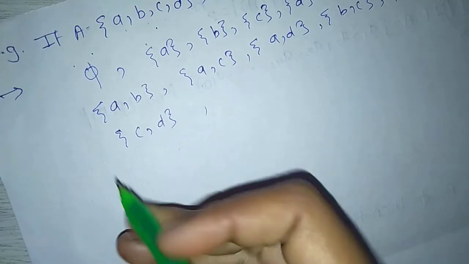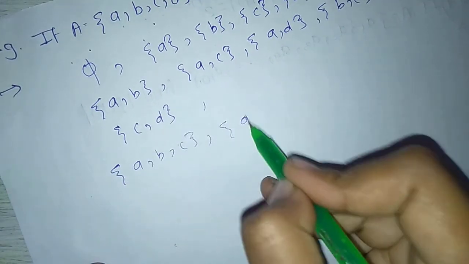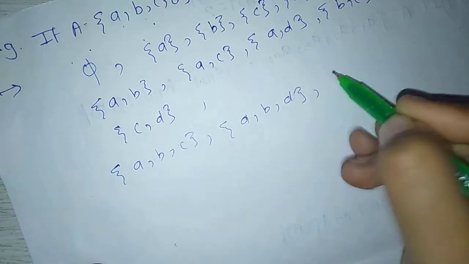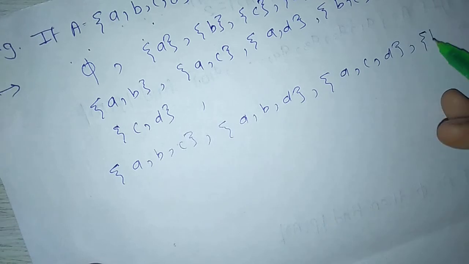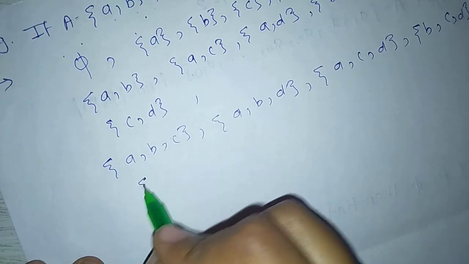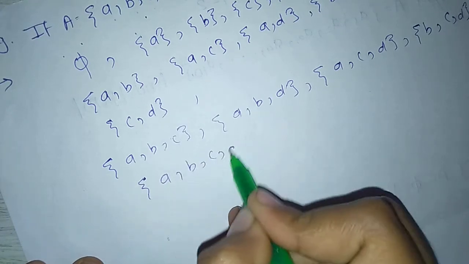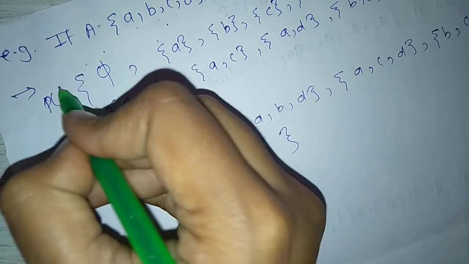Next, all subsets of A having 3 elements: ABC, ABD, ACD and BCD. All subsets of A having 4 elements: A, B, C, D. This is nothing but the power set of A.